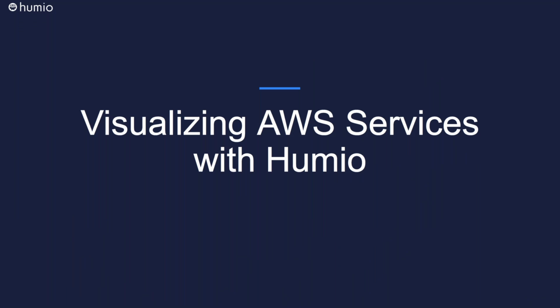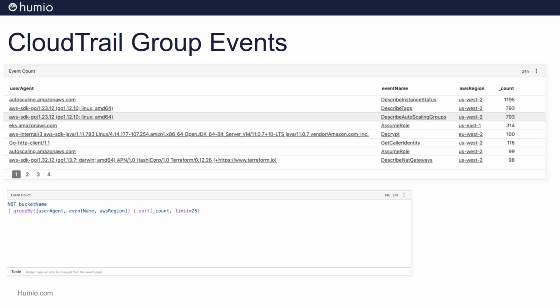So, visualizing the AWS services with Humio. Now that we've talked a little bit about Humio and how Humio works, we're going to actually take a look at some of the data coming out of Humio, or that's in Humio for AWS. So this is kind of an ad hoc dashboard I just made. I hadn't looked at the CloudTrail data extensively, so I just started exploring it and started playing with the data.